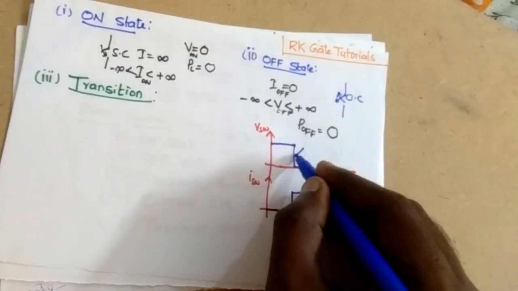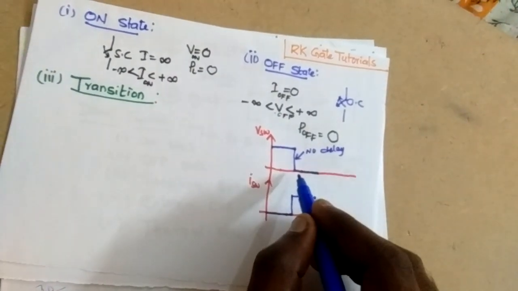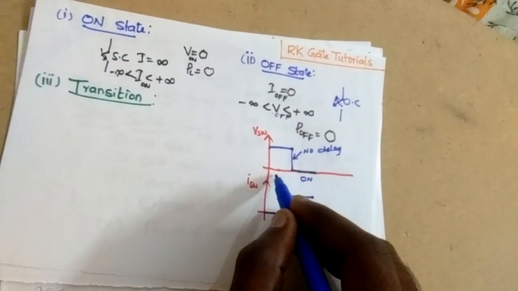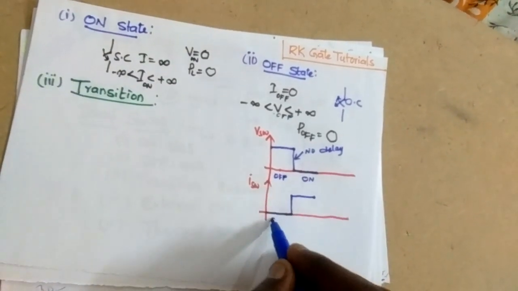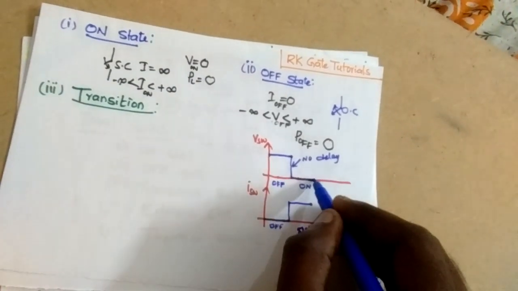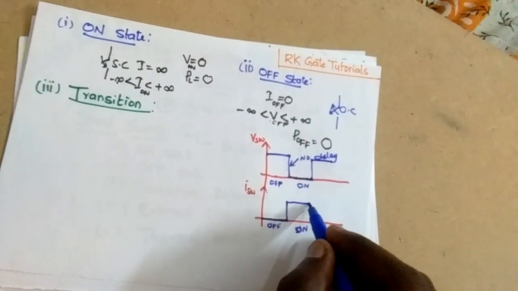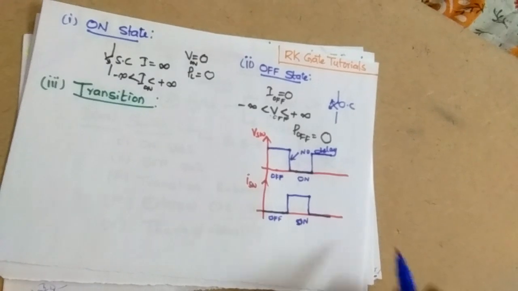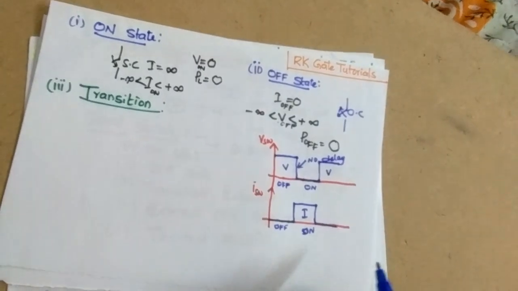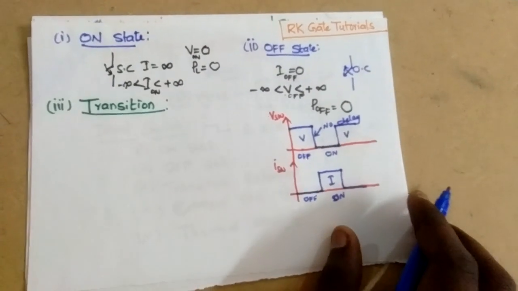And here, if you see, there is no delay. Immediately it falls back to 0 when it goes to the off state. This is the on state, this is the off state. So this is also the off state, on state, on state. Again, if you go to the off state, if you switch off immediately, the voltage across will be maximum and the current drops to 0. So this is what happens when the switch turns on and off without any delay. So this is the transition behavior.